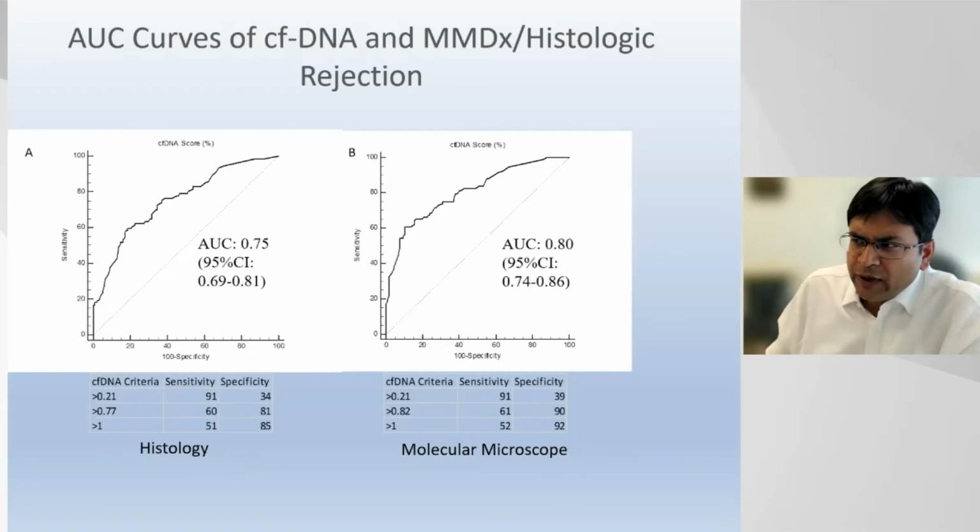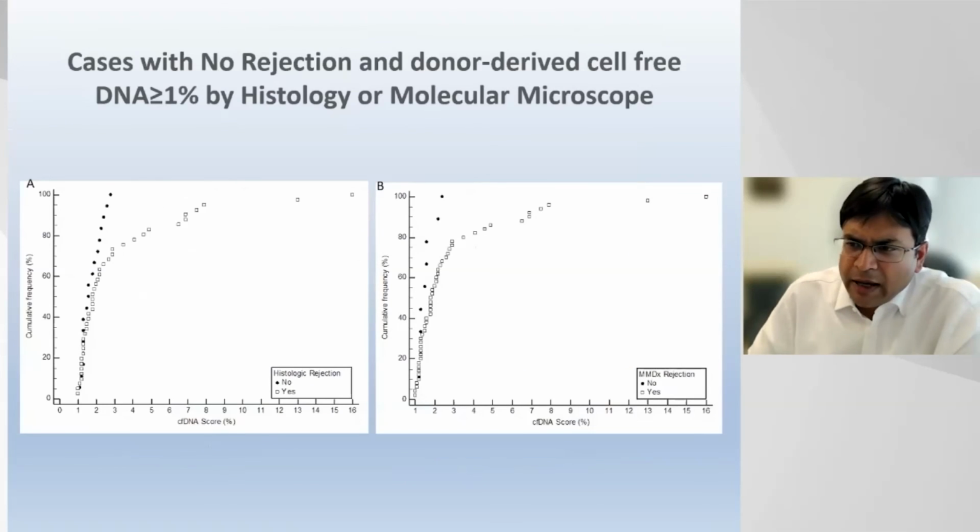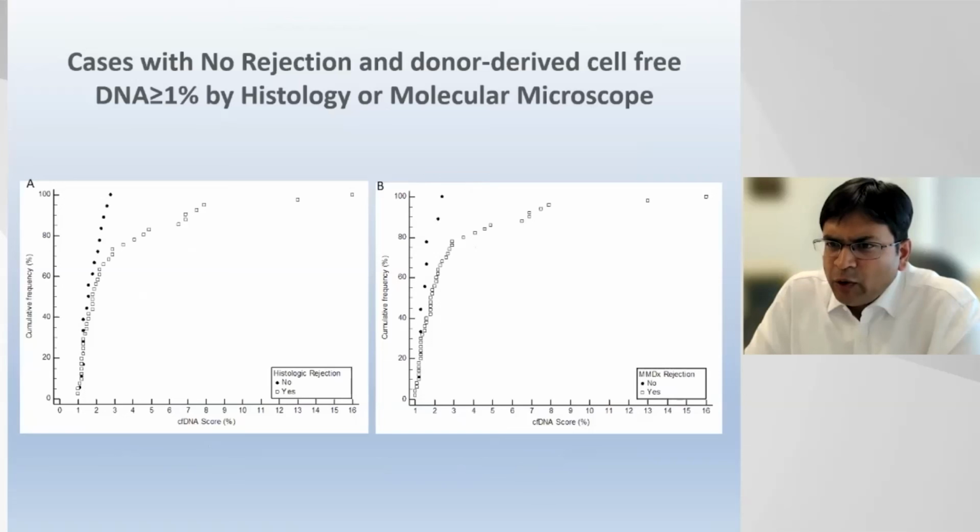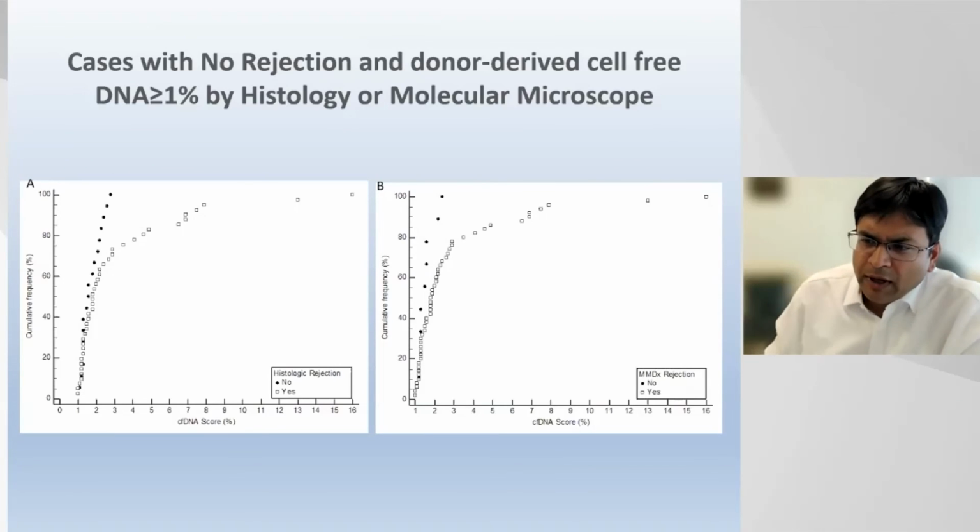When we dig deeper into this data and look at the traditional cutoff of 1%, which is used to diagnose rejection based upon published studies for cell-free DNA, what you see on the left is histologic rejection being no with the black dots, and MMDx rejection being no with the black dots on the right. You can see that for the biopsies where cell-free DNA is more than 1%, there are a lot more non-rejections by histology compared to MMDx. And the question is, were they false negatives?